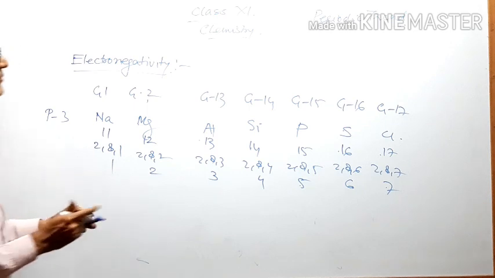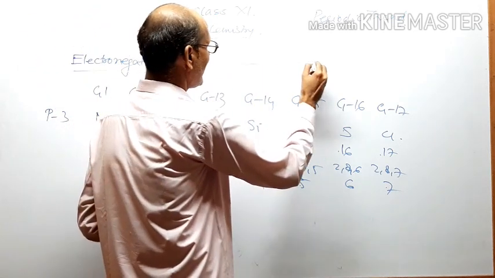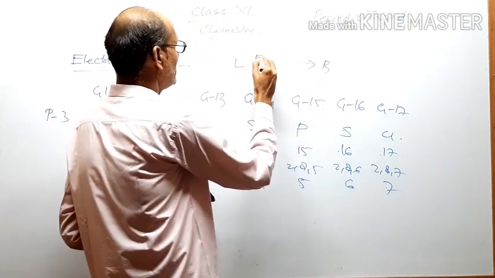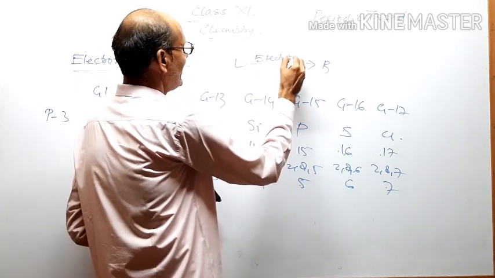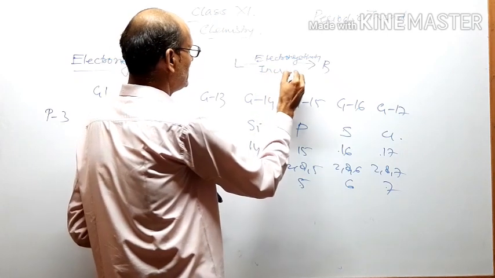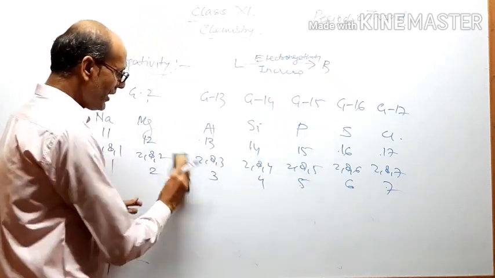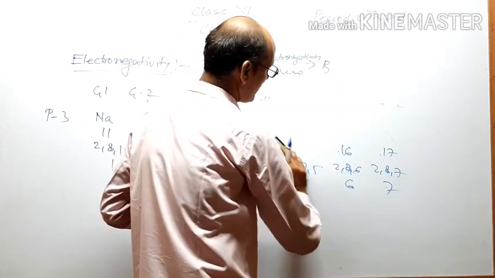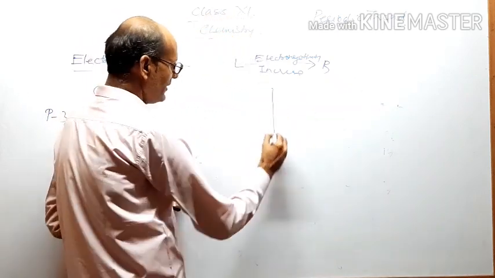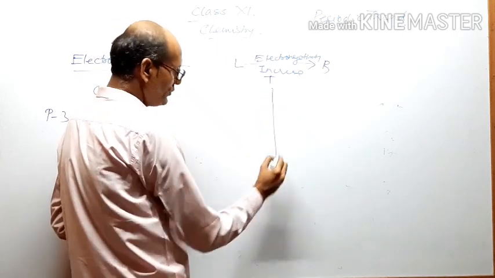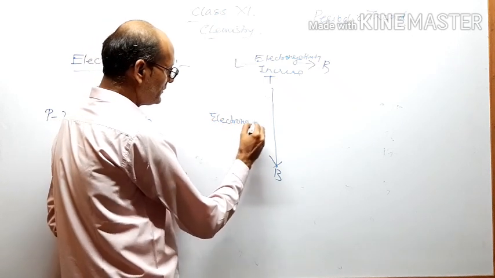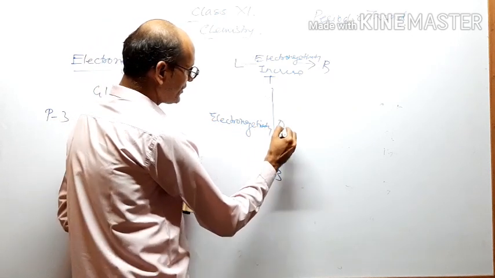So finally, the concept of electronegativity and its trend: on moving from left to right, electronegativity increases, while on moving from top to bottom, in any group you will see the electronegativity decreases.